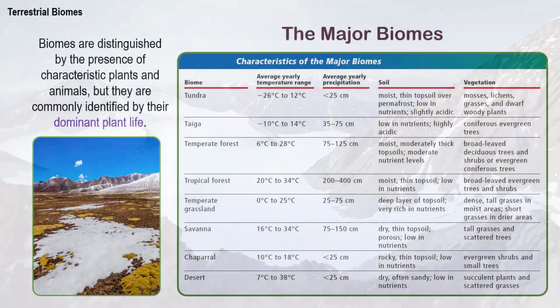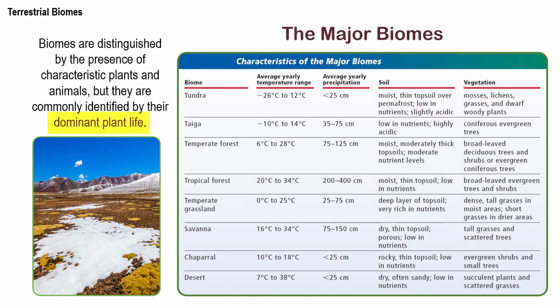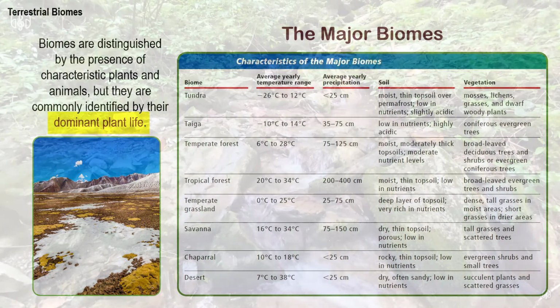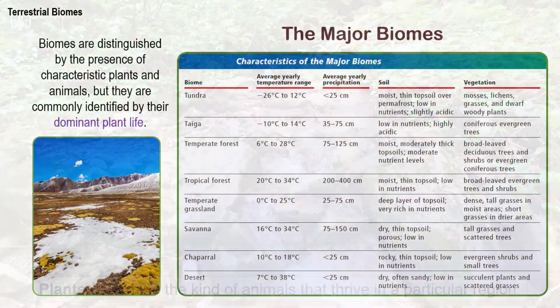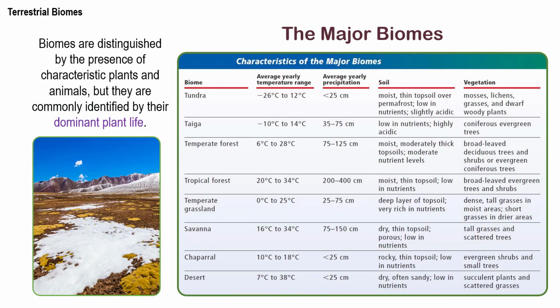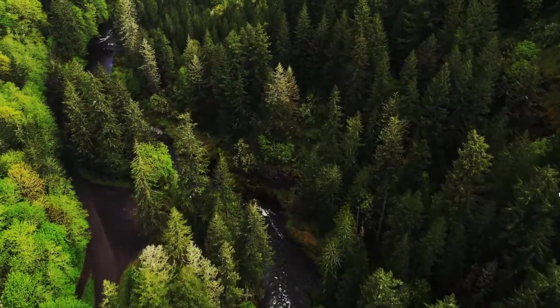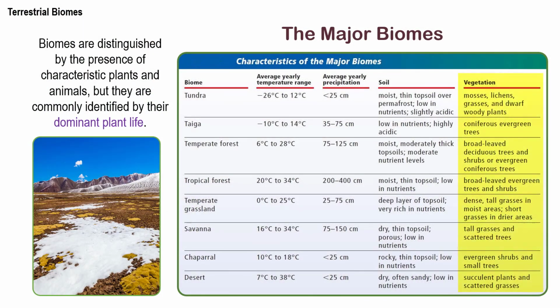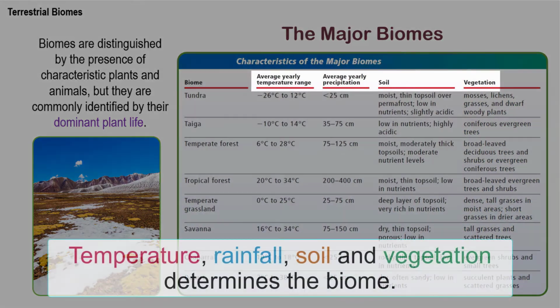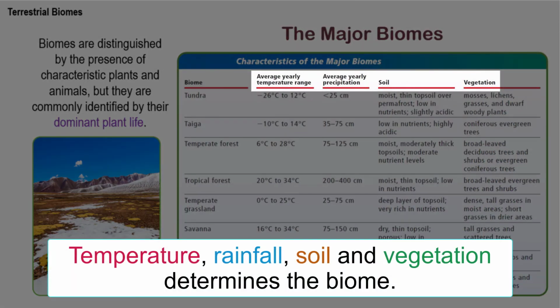For terrestrial biomes, you can look into their dominant plant life or assemblage. Plants are producers that determine the kind of animals that survive in that particular region. But again, it's not only the food, but also the cover that can shelter these animals. Moreover, plants can tell us about the soil qualities as well as the dynamics of water supply and demand. Temperature, rainfall, soil, and vegetation determine the biome.